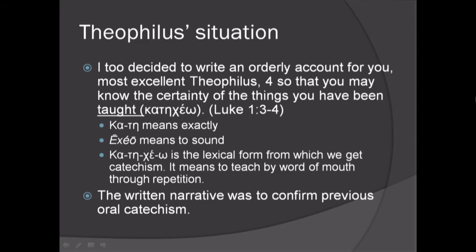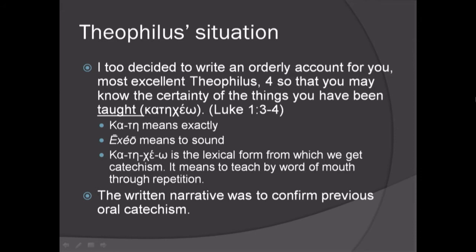Kata means exactly. Echeo means to sound. Katecheo is a lexical form from which we get catechism. It means to teach by word of mouth through repetition. So you'd have repeatedly said it and you'd recite it back. So the written narrative was to confirm what Theophilus had already learned through catechism by memorising the oral tradition.